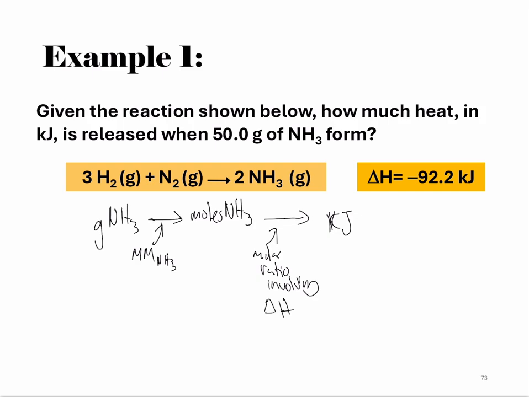Delta H here. The sign of delta H tells us that this is an exothermic reaction. But when we make the molar ratio, we don't have to use the negative sign there because it's asking how much is released. The negative sign and saying how much is released is the same thing, right? So just to keep our numbers positive, we're gonna keep everything positive.